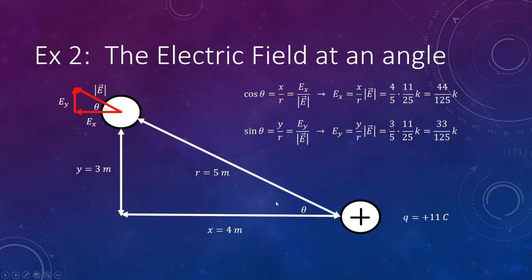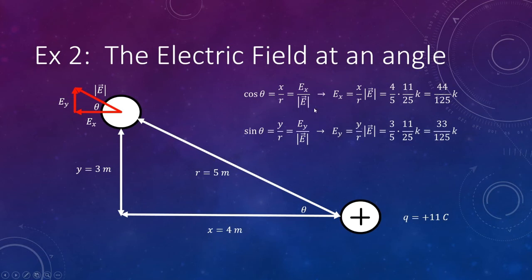Well, cosine is always defined as the adjacent side over the hypotenuse. So in our position or displacement vector, cosine would be the adjacent 4 meters over the hypotenuse 5 meters, and you're going to have the same ratio of Ex over the magnitude of E because you have the same angle describing them. So we have cosine of theta is x over r. That's the same ratio as Ex over the magnitude of E.